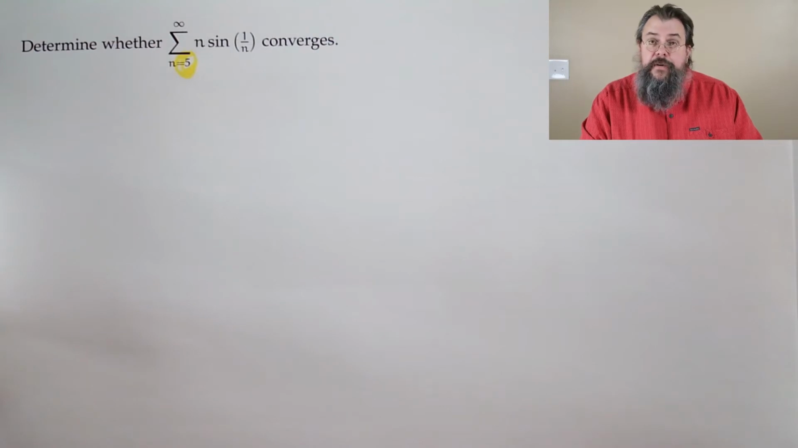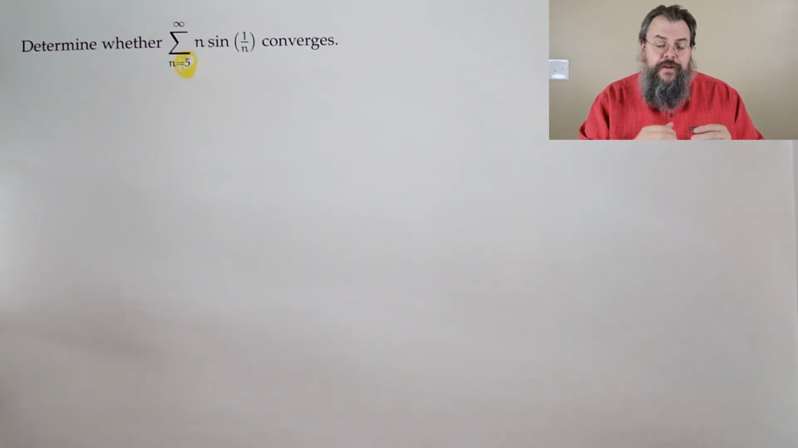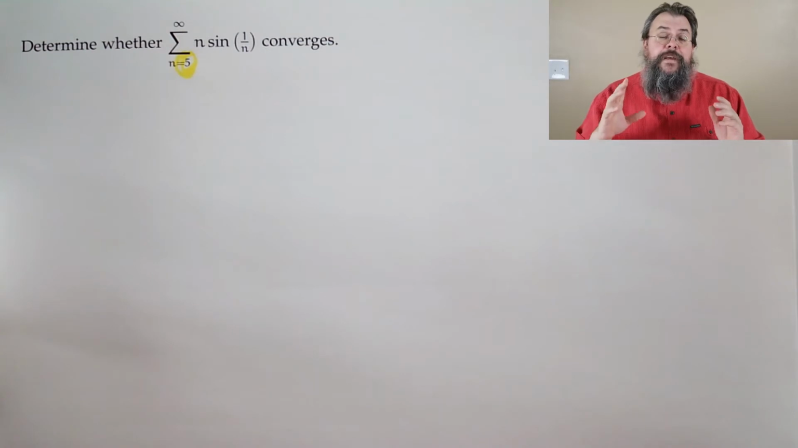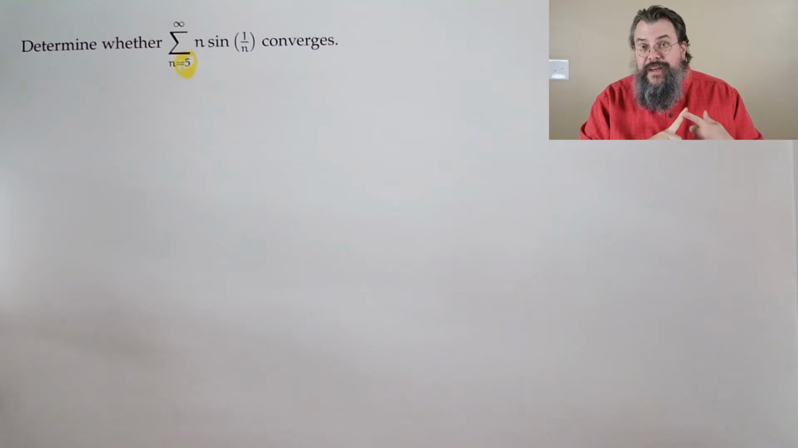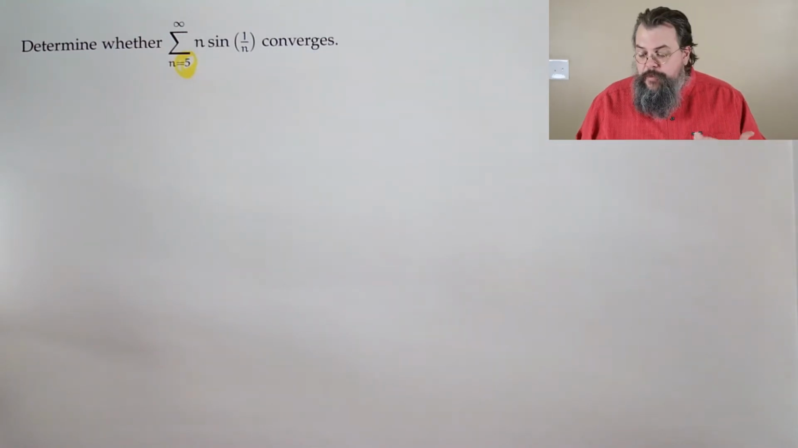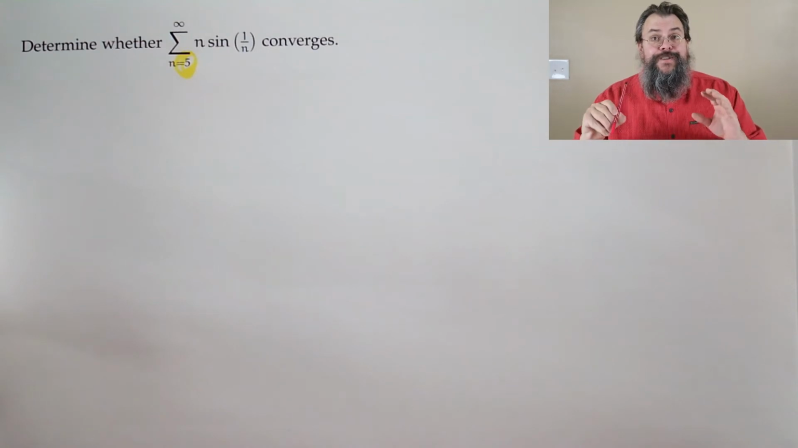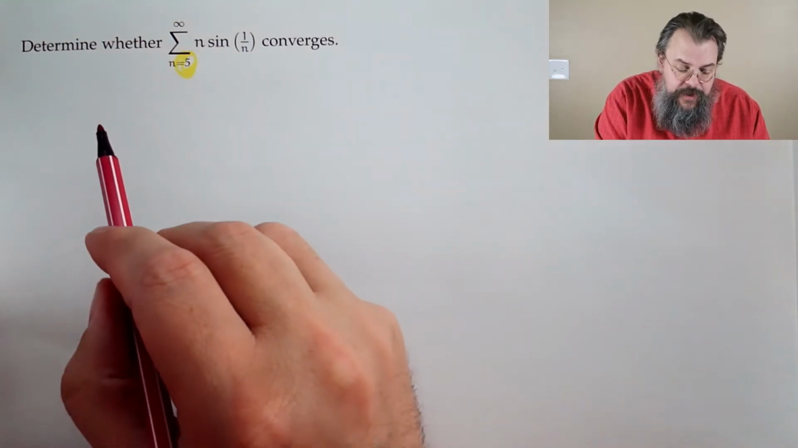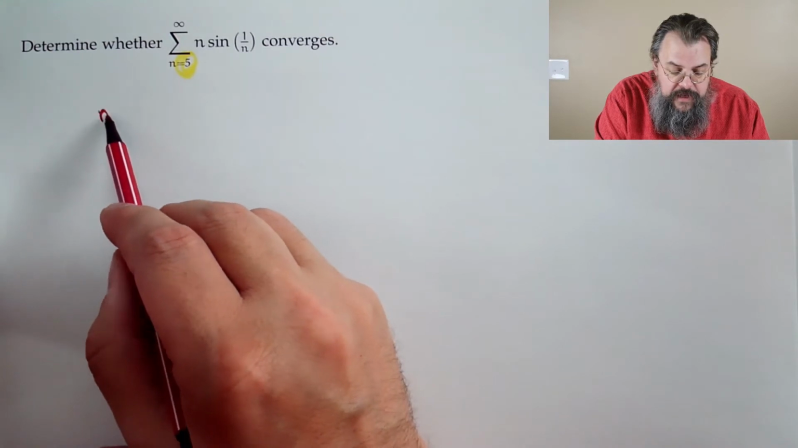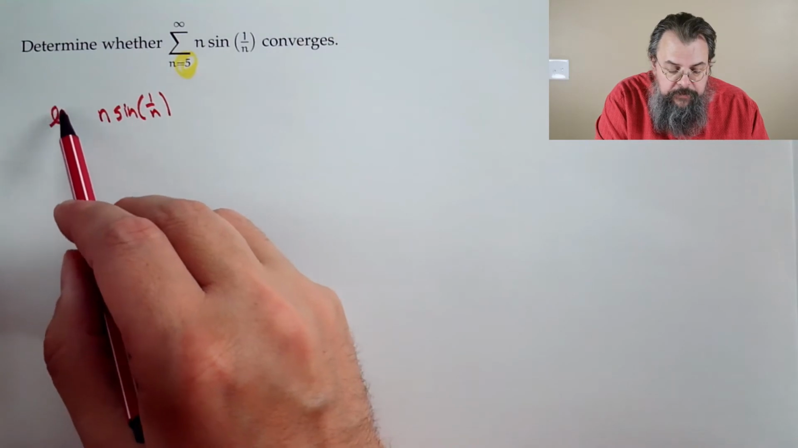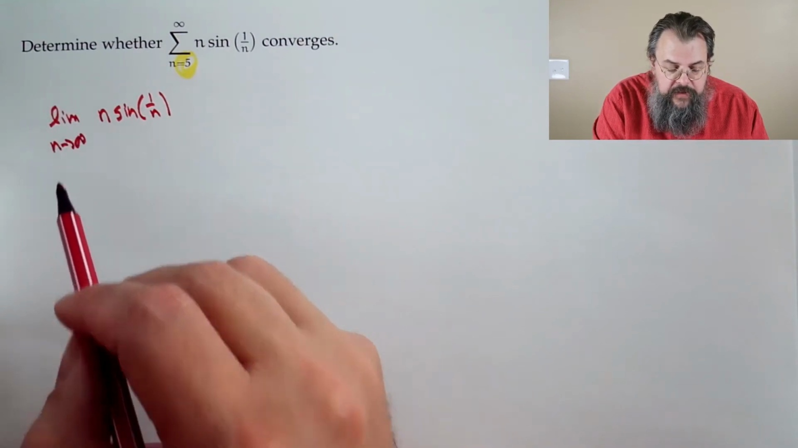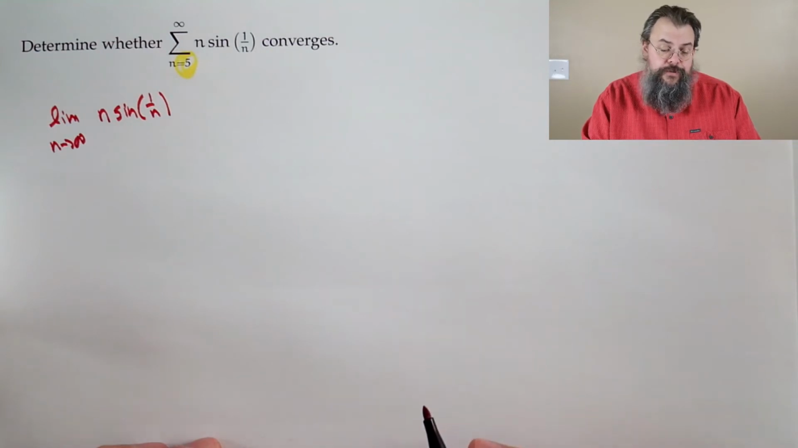Now, we have sort of two tools. One is the integral test, and the other one is our nth term test. Let's use the nth term test. The nice thing about the nth term test is it's very simple. The bad thing is, because it's simple, it's a little weak. But when it works, it works wonders. So we ask ourselves the question, what happens to n sine 1 over n as n goes to infinity? What does that do?